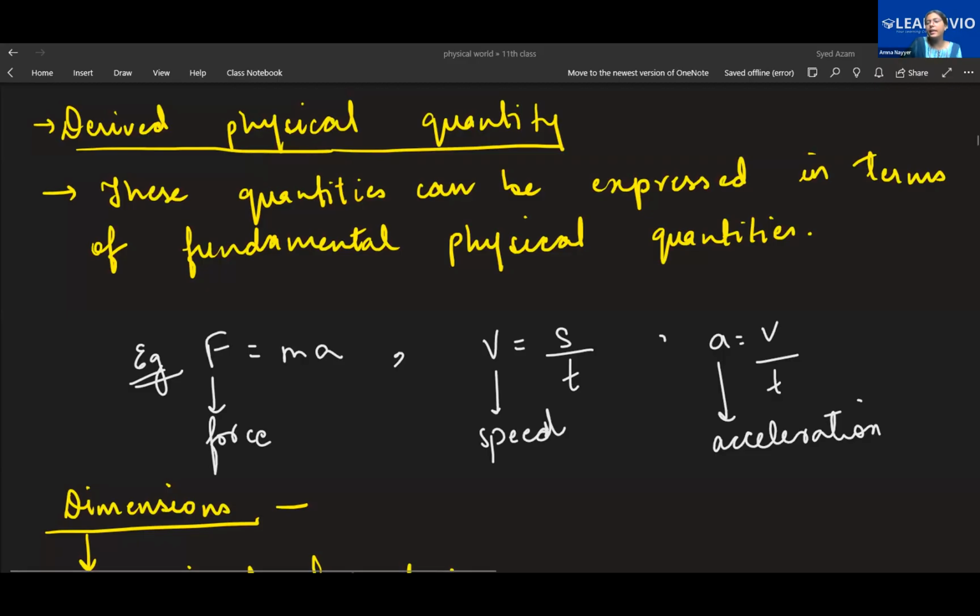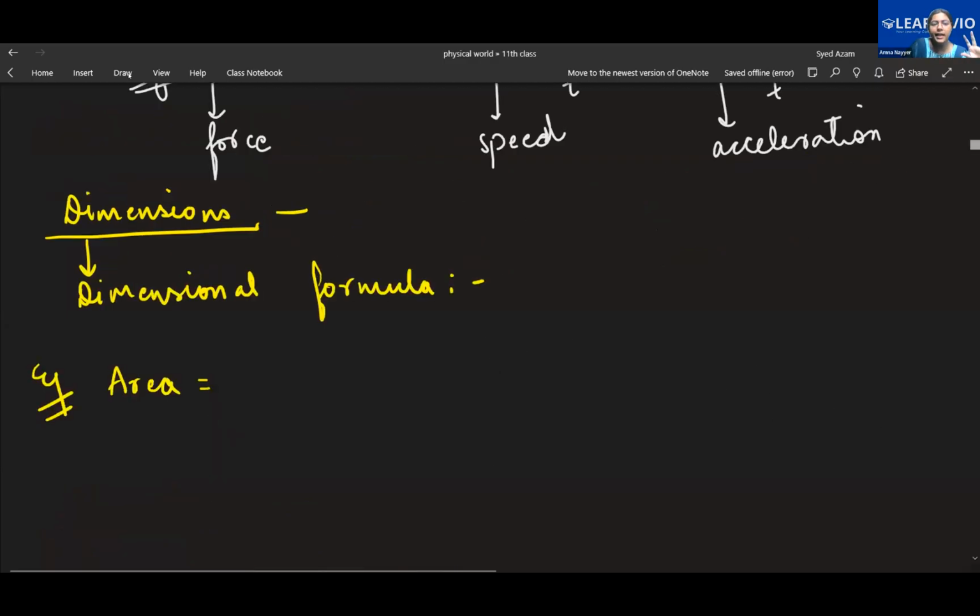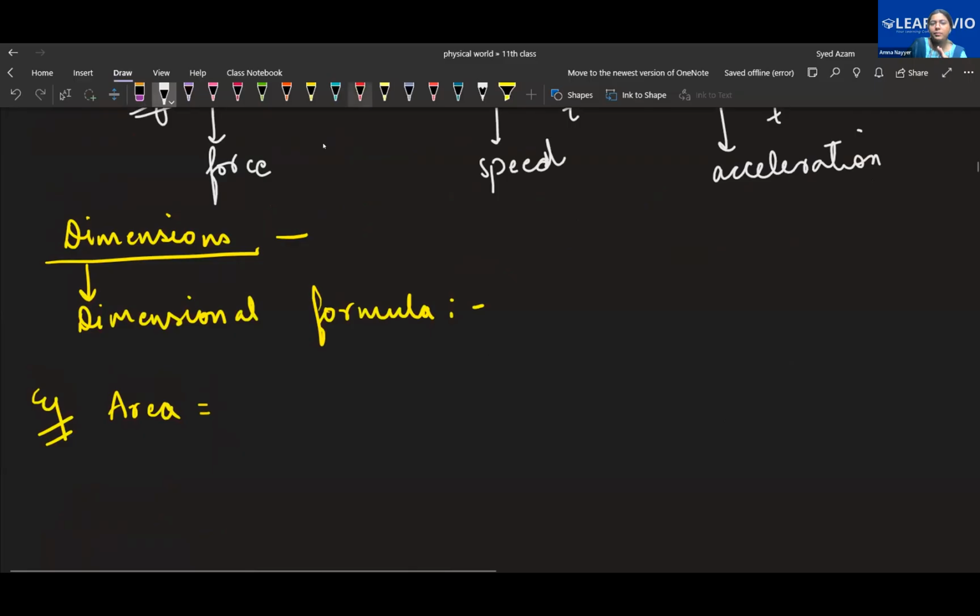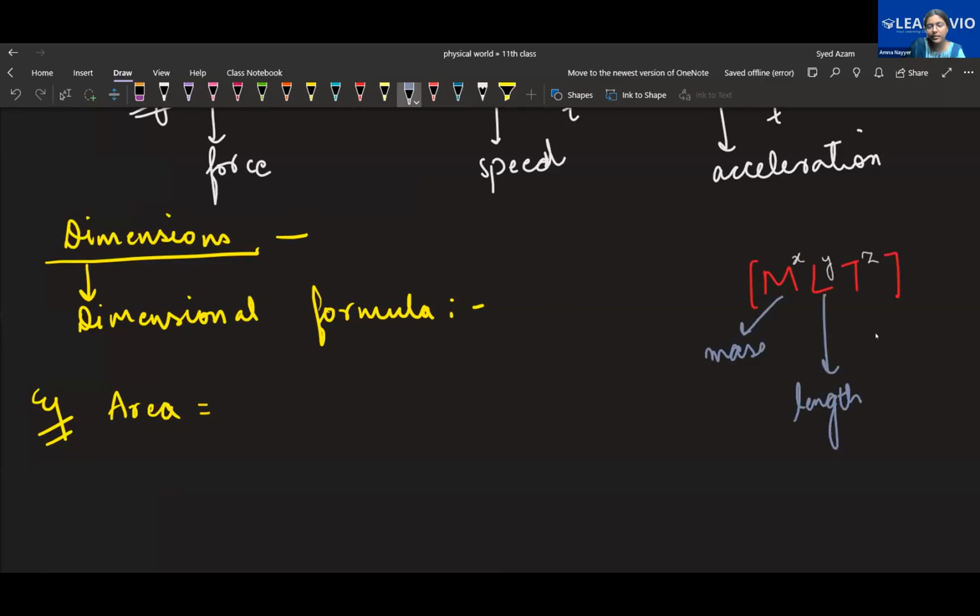Now let's start with the writing of dimension. Remember, you have to write the dimensional formula on the basis of a skeleton structure, that is MLT, like this. The powers of MLT will be something, and we'll be writing the dimensions like this. M will be representing the mass, L will be representing the length, and T will represent the time.